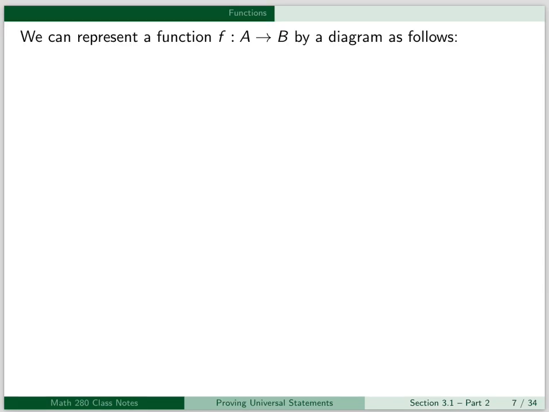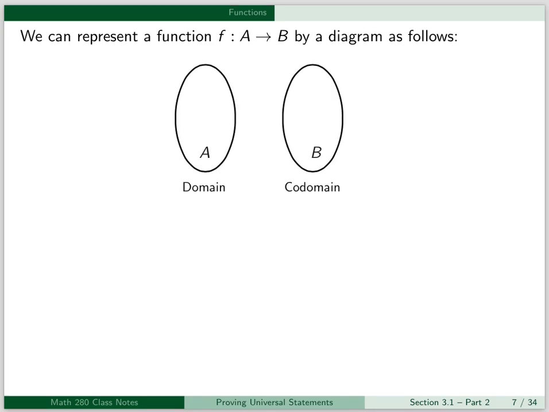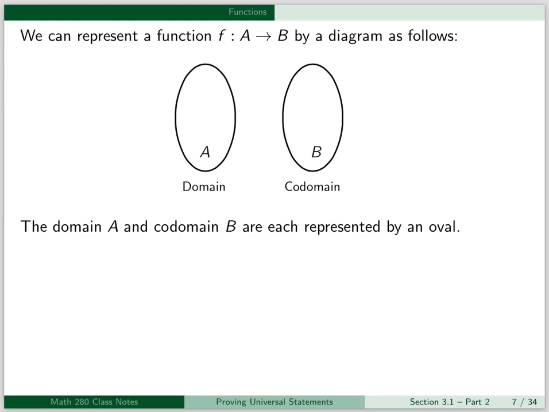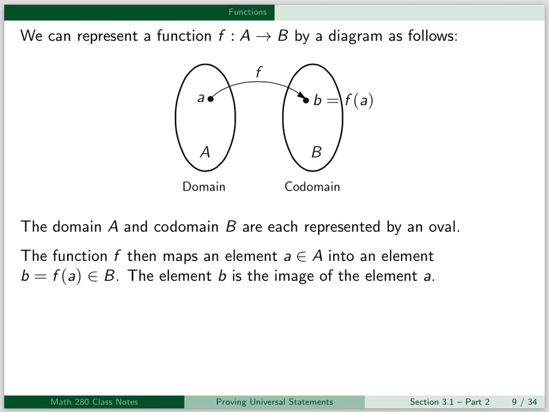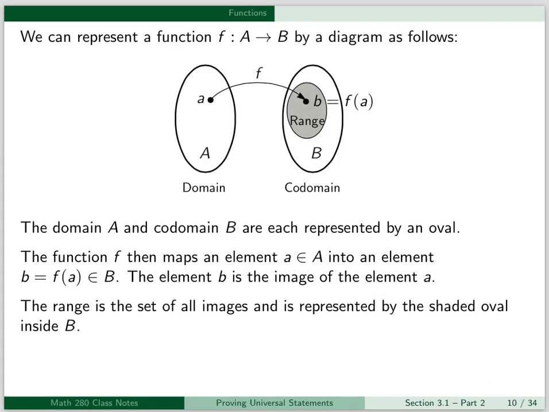We can represent a function f from A to B by a diagram as follows. So the domain A and the codomain B are each represented by an oval, so these are our two sets. The function f then maps an element a in A into an element b equals f of a in B, and the element b is the image of the element a. The range is the set of all images and is represented by the shaded oval inside B.